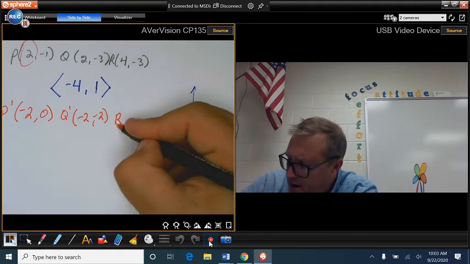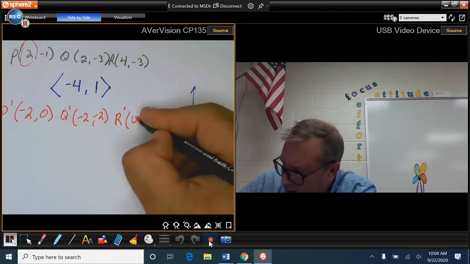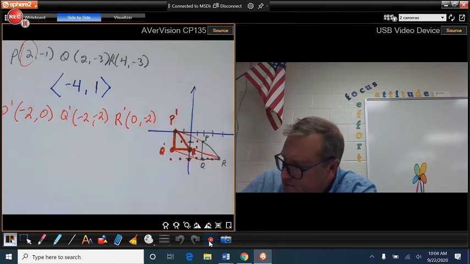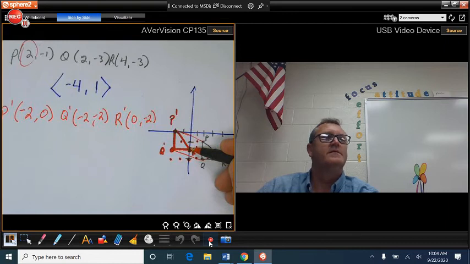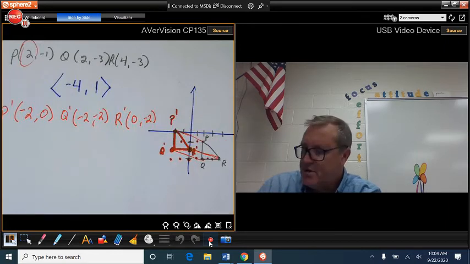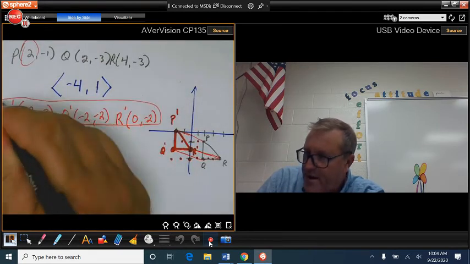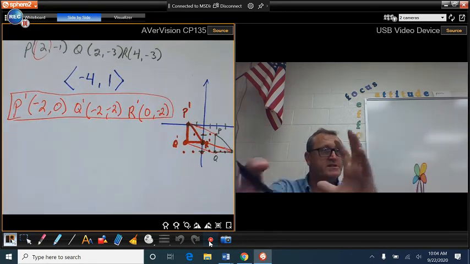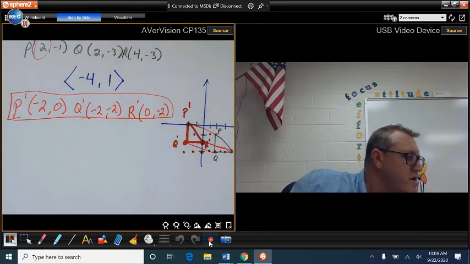Elise, R prime. What's 4 plus negative 4? And negative 3 plus 1? Should be 0, negative 2, and it is. Got it? Good. So these are the coordinates of our new triangle. I didn't ask for that, but I wanted you to see it, so it's kind of a connection. All right? All right, good.